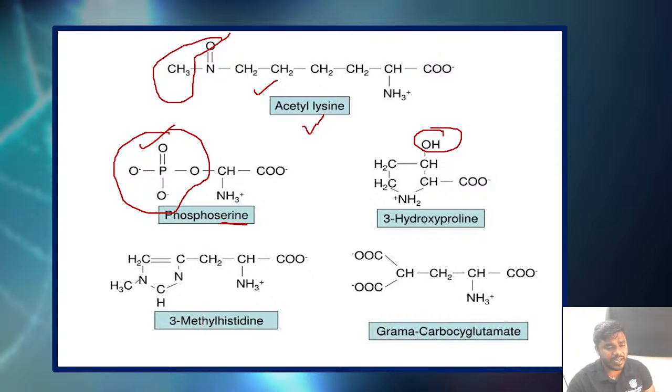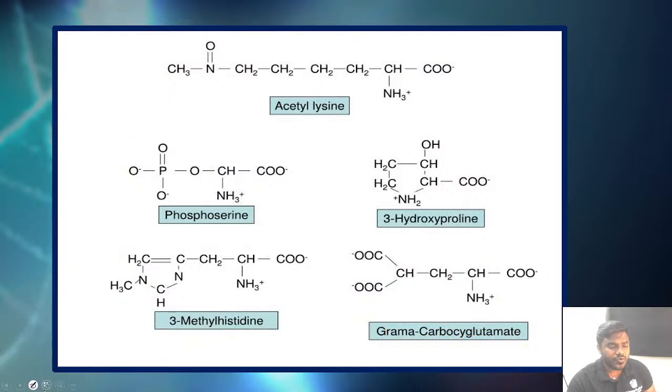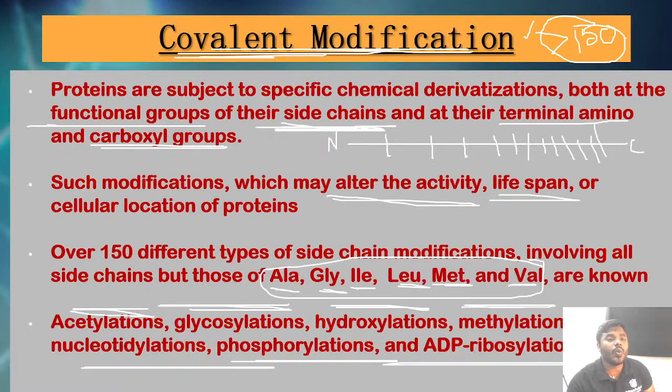Methyl histidine. So the histidine amino acid can be modified by an extra methyl group. And if you look into gamma carboxyglutamate, what you can see, friends, is that the gamma carbon is also modified by what, friends? An extra carboxyl group. That is what we can call gamma carboxyglutamate. So friends, these are all the best examples of covalent modifications.